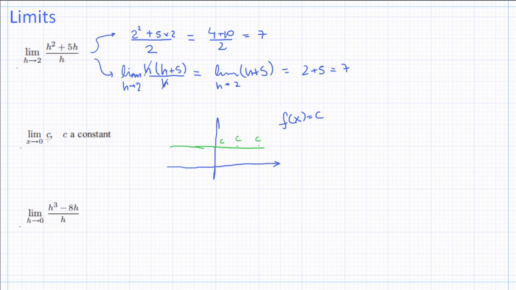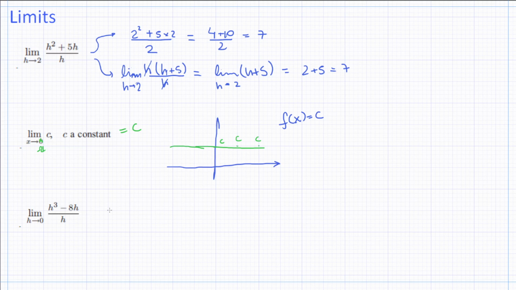So if I approach 0, the limit will approach c. If I approach 1, I would also approach c. My value would also be close to c. If I approached 2, I would also find c. If I approached negative 2, I would also go towards c. So the limit here will be c. It doesn't matter which value we're approaching, it would also be c.